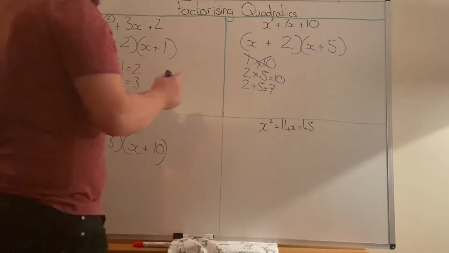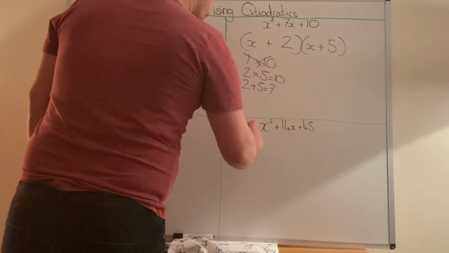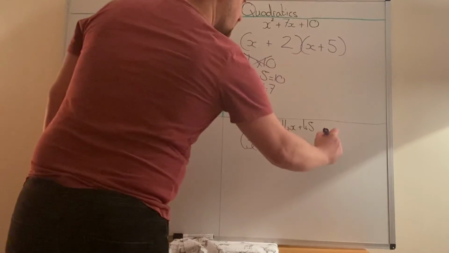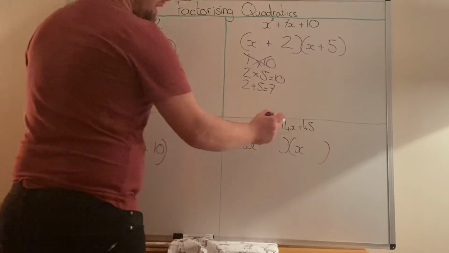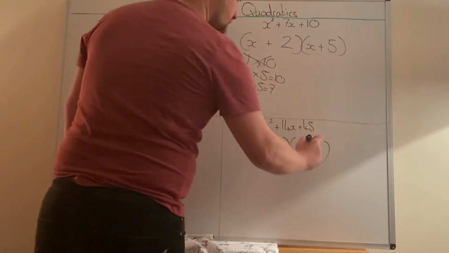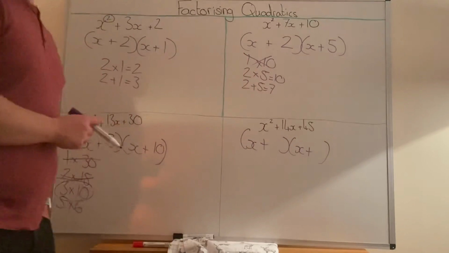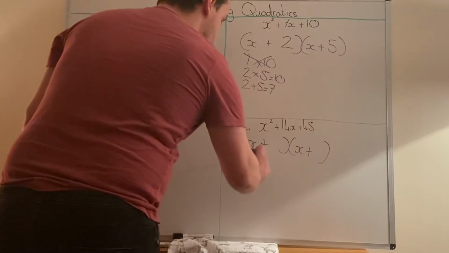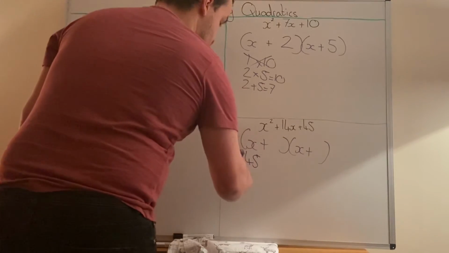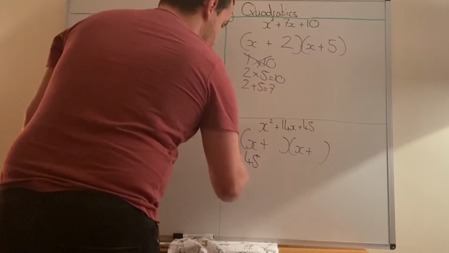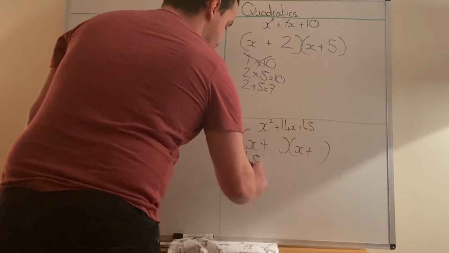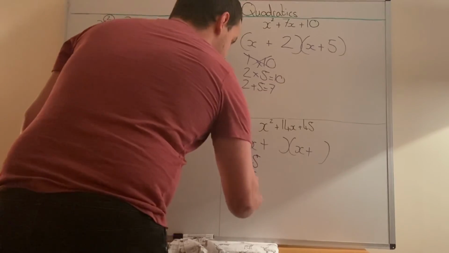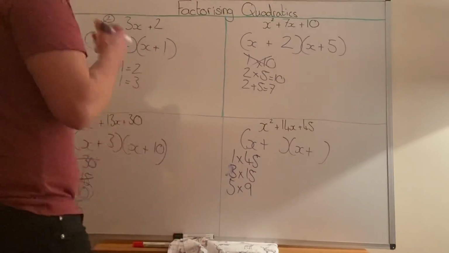So we've got 1x squared there, so we're going to have x and x. 2 adds in the middle, so we're going to have 2 adds in the bracket. Now we need 2 numbers that multiply together to make 45. So we're going to do 1 times 45, 2 doesn't work, 3 times 15, 5 times 9. And that's it.